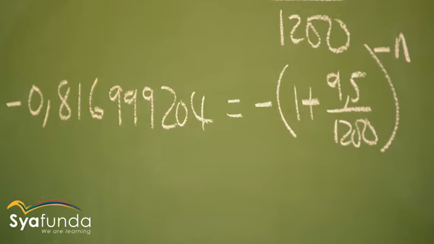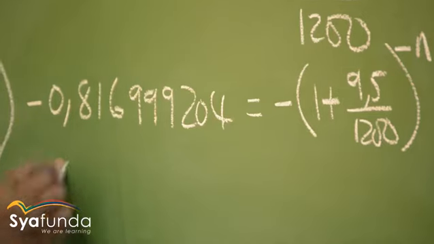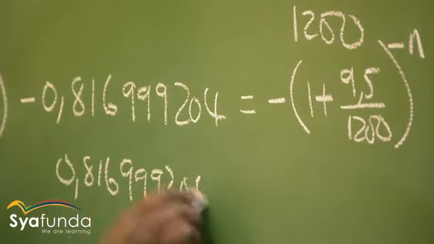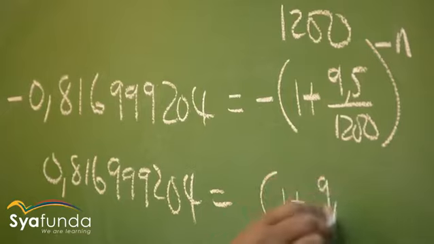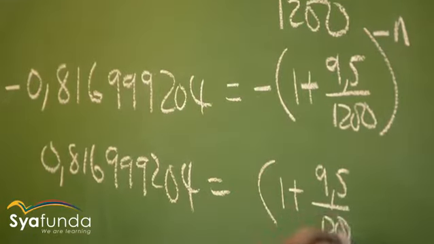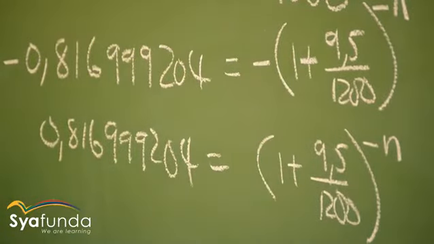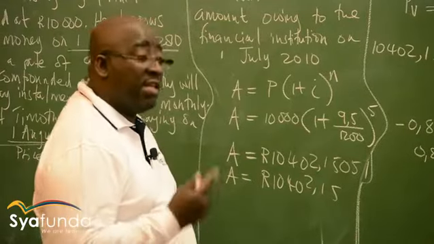Okay, let's do this. Because this value is negative and that value is negative, I can take off those negatives. Mathematically, that is correct. So what is it that I have now? I've got 0,816,999,204 as the same as 1 plus 9,5 over 1200, raised to the power minus n. That's what we have so far.